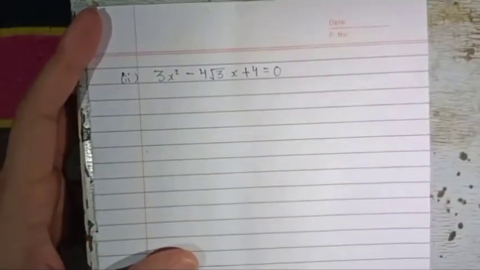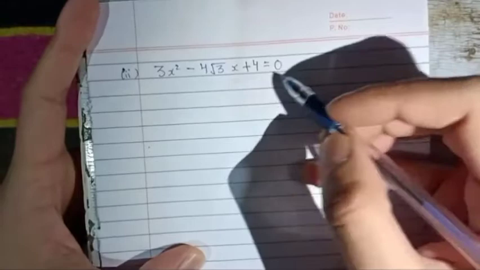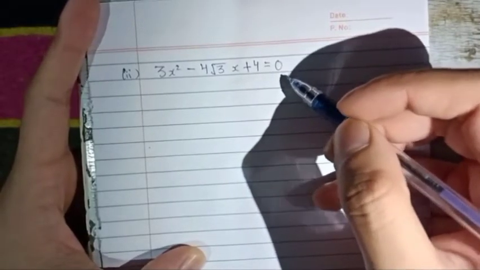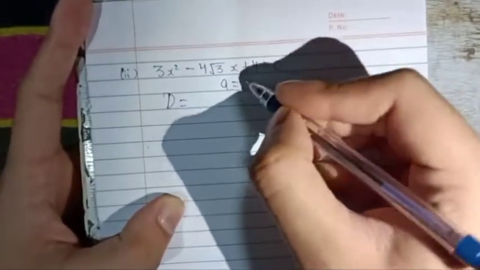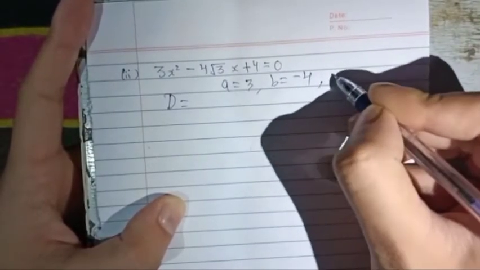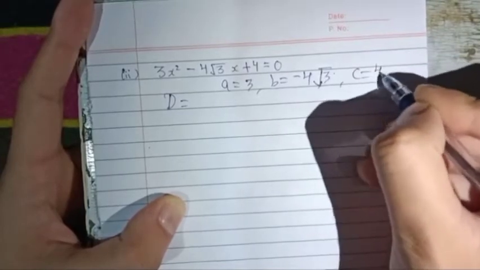Now the second question: 3x square minus 4 root 3 x plus 4 is equal to 0. In this question we will see whether the value of the discriminant is positive, negative or 0. So first of all we will write the values of a, b and c. Here a is equal to 3, b is equal to minus 4 root 3 and c is equal to plus 4.